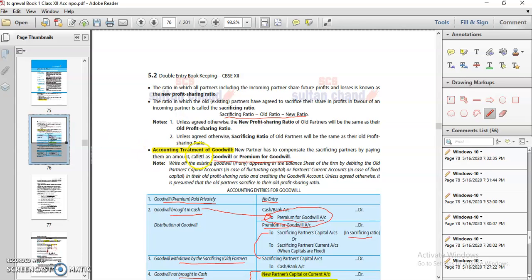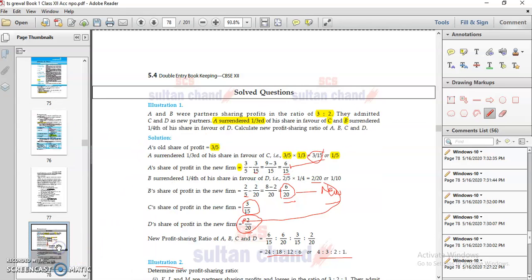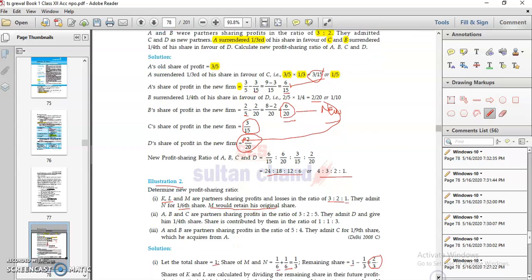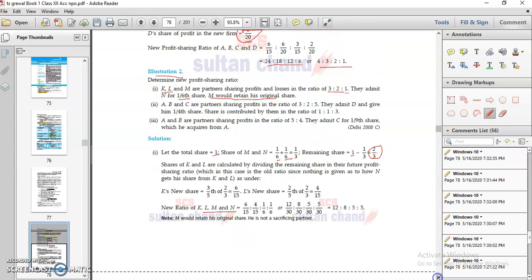We discussed the accounting treatment of goodwill. Then we move to some illustrations. We just understand how to calculate your sacrifice ratio, gaining ratio, new ratio. So we move to this new question. Let's understand how we can solve the ratio, how we can answer the queries or questions they ask for.